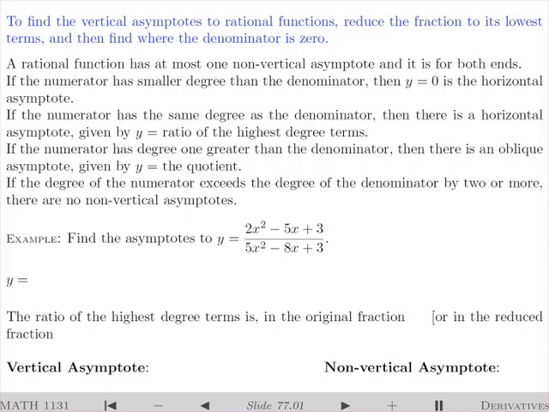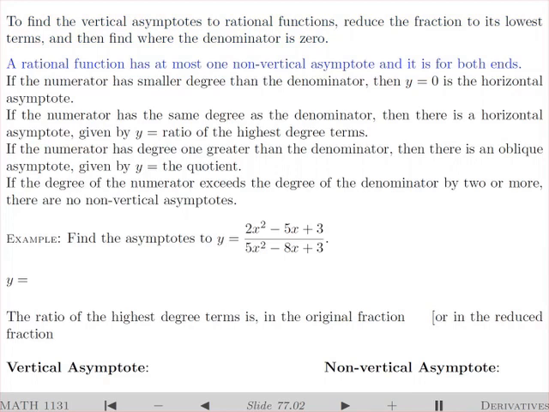We know that if the fraction reduces and the reduced fraction is defined at some number, then the limit exists and is a finite number, equal to the value of the reduced fraction. So always check to see if the fraction is reduced before you find asymptotes.